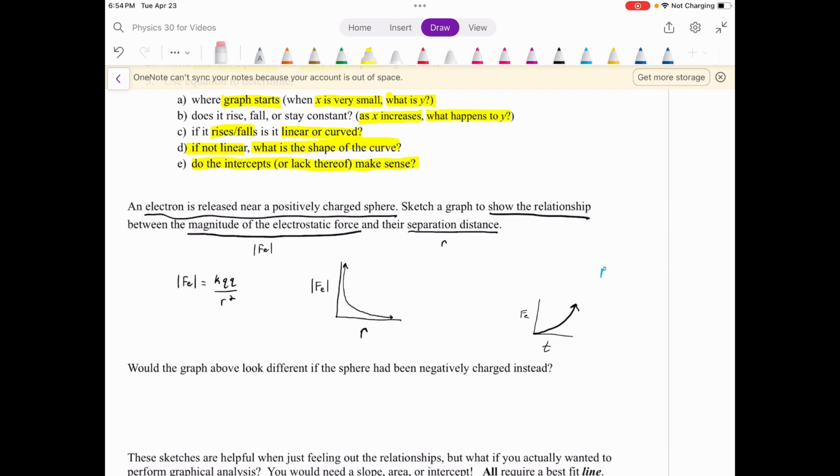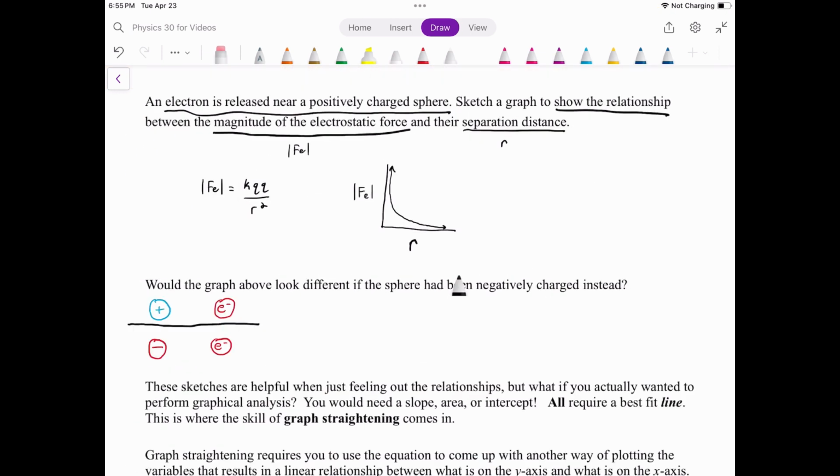That leads us into this next question, which is, would the graph above look different if the sphere had been negatively charged instead? So if instead of releasing the electron by a positively charged sphere, we had released it by a negatively charged sphere. So this situation versus this situation. Take a second and think about it. Would the graph look different? Would the electric force depend on the distance they're separated any differently?